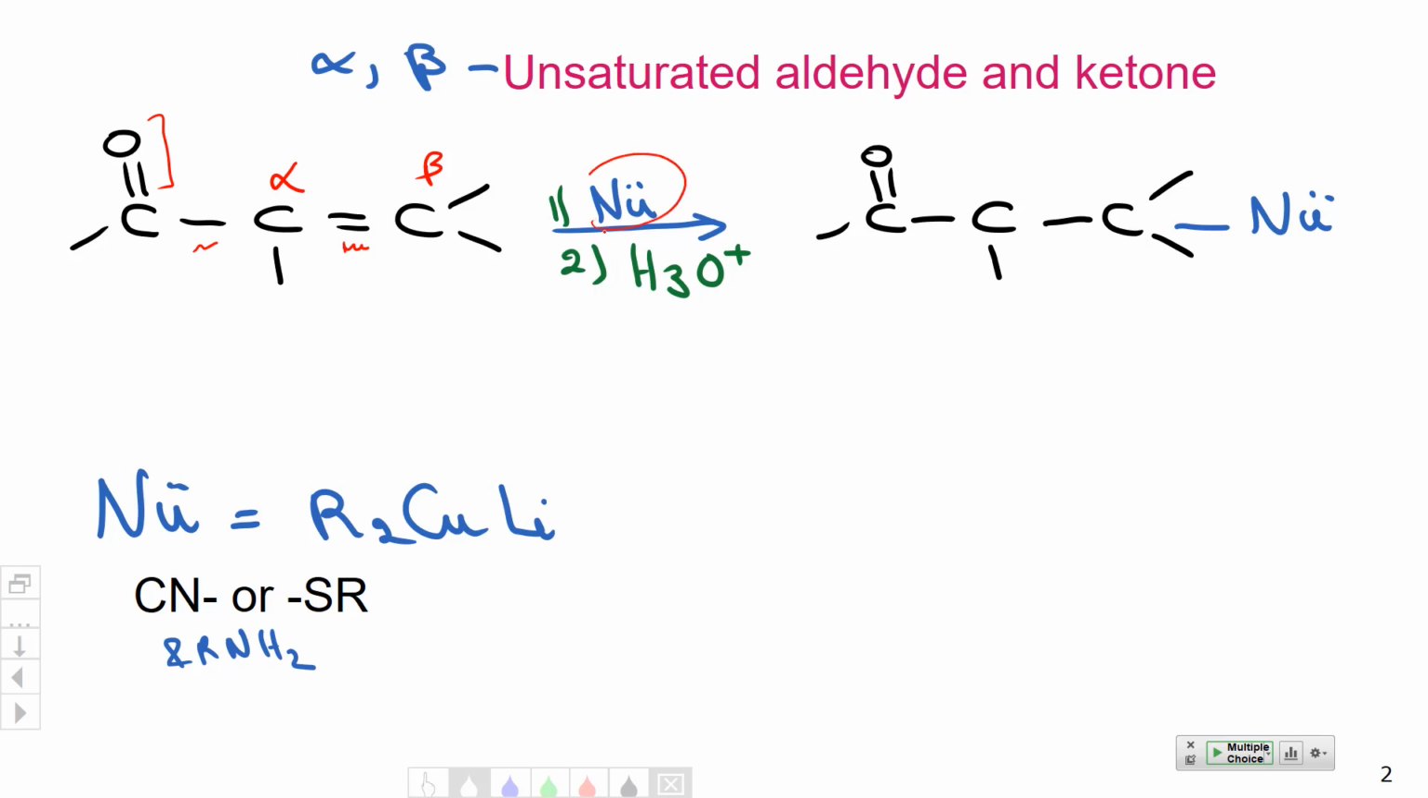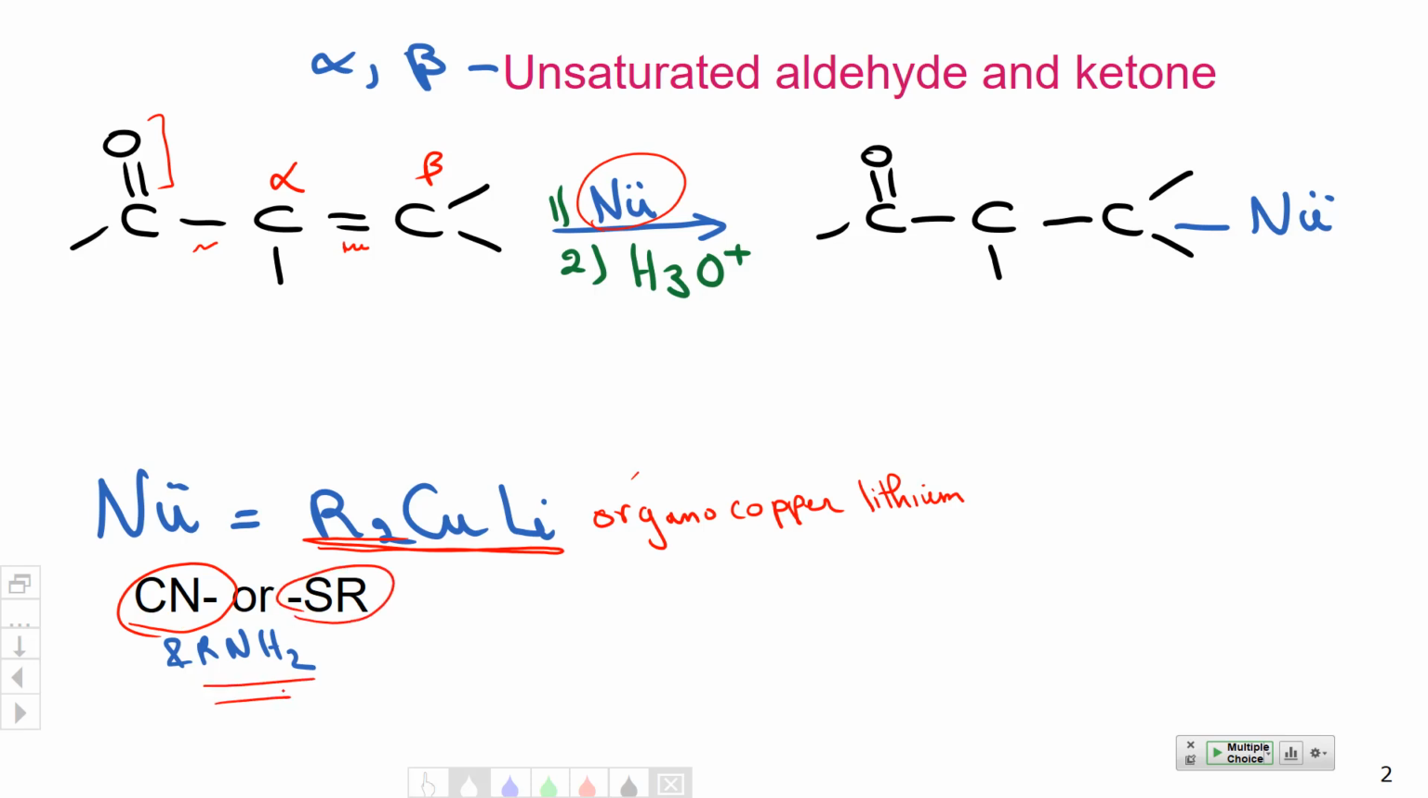The nucleophile that this reaction needs is organocopper lithium. We call this organocopper lithium, and it is called so because it has an organic group, which is the R, 2 of them, copper and lithium. The nucleophile should be either the organocopper lithium, where the R is going to be the nucleophile, cyanide, sulfide, or a neutral nucleophile RNH2.